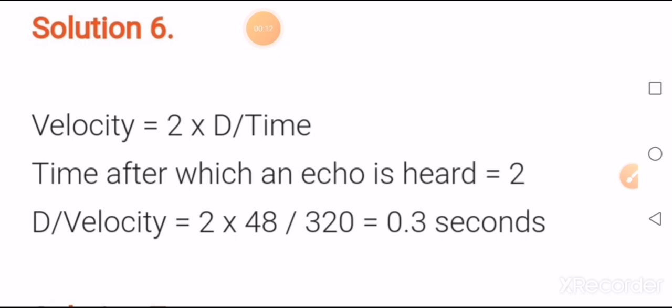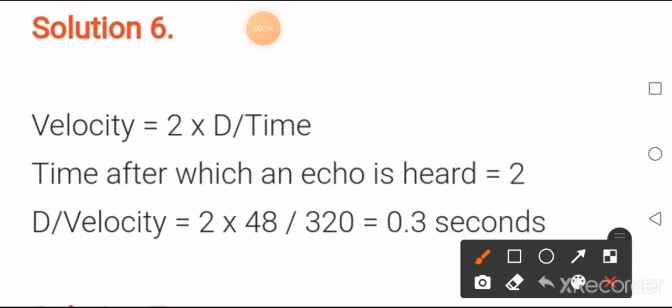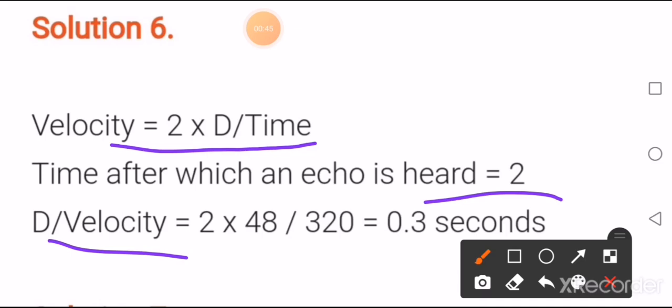Question number 6 is also going to be the same. Question number 6: a man standing 48 meters away from a wall fires a gun. Calculate the time after which the echo is heard. Speed of sound in air is again given to be 320 meters per second. Now here also all values are given. This is only a direct question. Velocity is equal to 2 times distance upon time. Got it? So from this equation, time will be calculated. All other values are given, velocity is given, the distance is given, calculate the time.